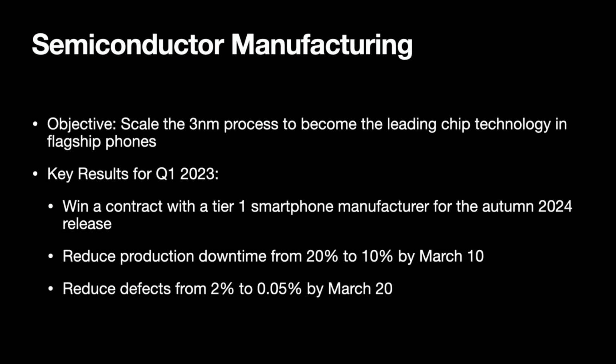And finally, for a semiconductor manufacturing example, the objective is to scale the 3nm process to new smartphones. So to make this new process become the dominant process in smartphones. And the key results are to negotiate and win contracts with the smartphone manufacturers, as well as make improvements to the production so that when it comes time to launch those phones, the production process will be ready.